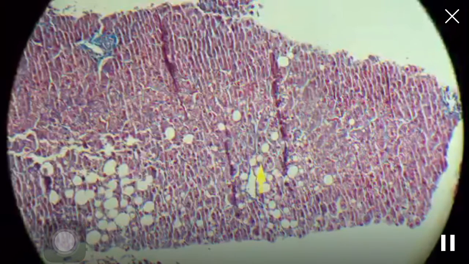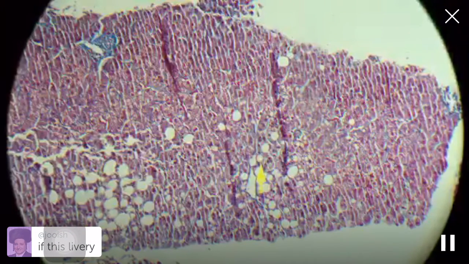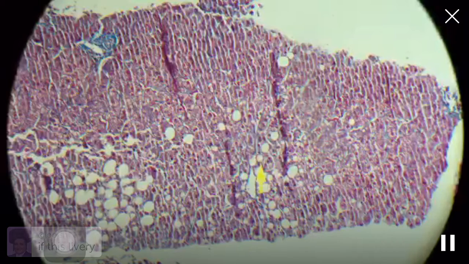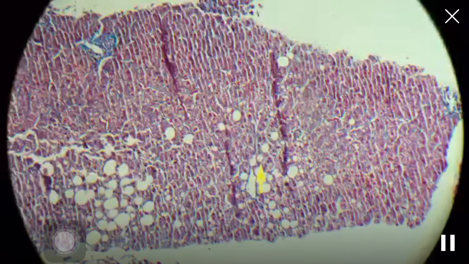Alcoholic versus non-alcoholic. I can't tell by looking at it whether this is a drinker or a diabetic or someone with high cholesterol or with metabolic syndrome. So that's how I report it. Features of fatty liver disease, alcoholic versus non-alcoholic, with one, steatosis, mild to moderate; two, steatohepatitis, absent; three, steatofibrosis, absent.